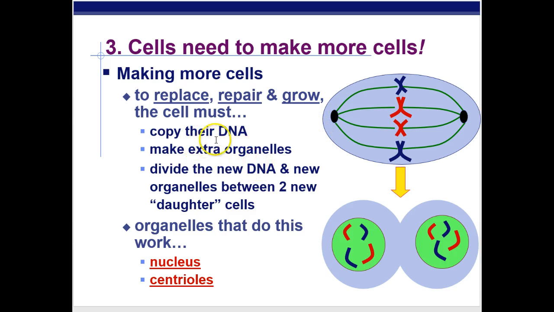Well, in order to make more cells, the new cells will need a copy of the DNA. We'll need more organelles, more cytoplasm. So once a cell is well fed and has made a copy of its DNA, then it will be able to divide into what are called two daughter cells. Organelles that do this work are the nucleus and the centrioles.